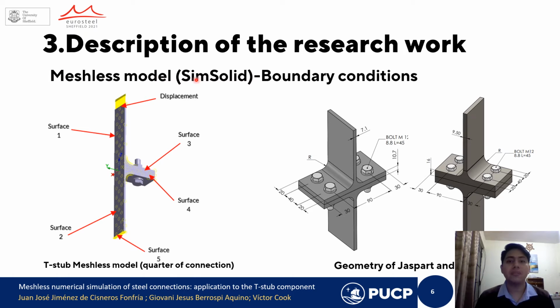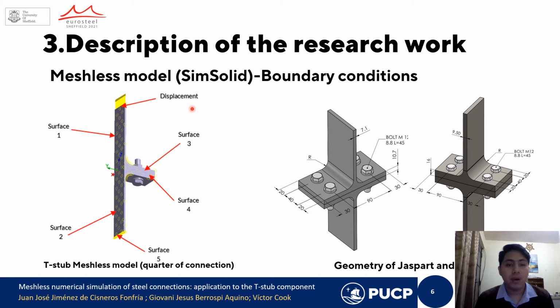Meshless model, boundary conditions. In many finite element software, we have symmetry conditions. Well, in SimSolid, we don't have this symmetry condition. We should employ the sliding constraint. And this sliding constraint is applied to surfaces 1, 2, 3, and 4. And to surface 5 was employed the fixed constraint. And on the other side of the web, we employ a displacement.